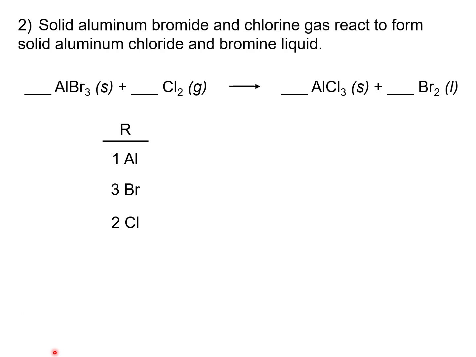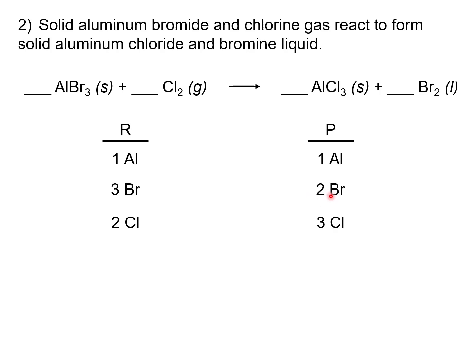So we do our tally. And we start out. All right, so we got 1 aluminum, 1 aluminum. They're fine. 3 bromines, 2 bromines. So we want to find the lowest whole number multiple of 3 and 2, which is 6.